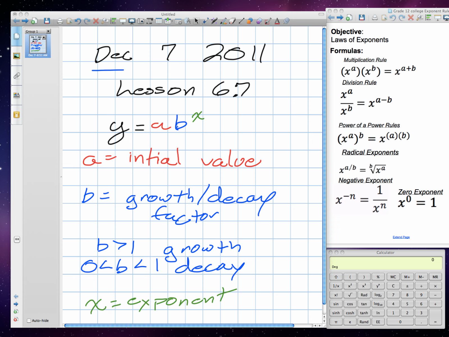Okay, so today is December 7th, 2011, lesson 6.7. We need to know our exponent rules to go through what we're doing today. So I have them up on the side. We did them much earlier in the chapter.